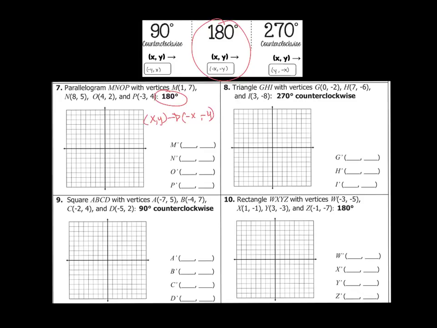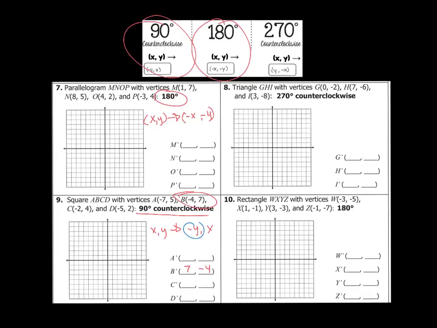On number 9, I'm going to jump down here, counterclockwise rotation, 90 degrees. That's this one right here. And what do we have? We have (x, y) is going to get mapped to (-y, x). Again, just to give a couple of examples here, on B, if I start with (-4, 7), they're going to switch spots. So B prime is going to have 7 in the front, and -4 is going to go to the back.